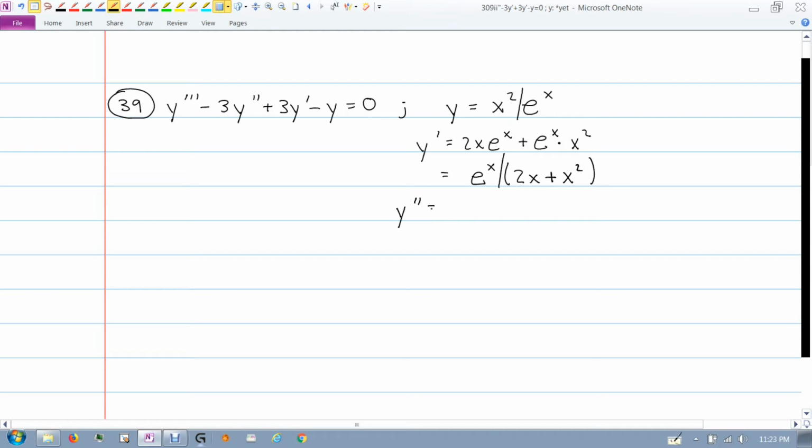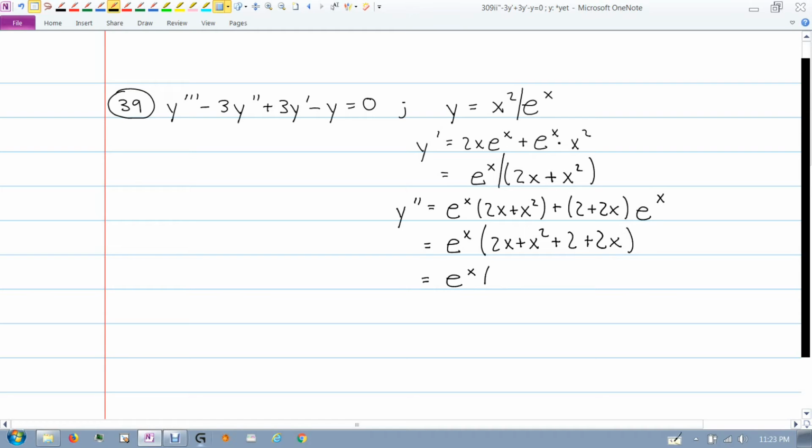So y double prime, product rule, derivative e to the x is itself, times the second part, plus derivative of the second part, which is 2 plus 2x times e to the x. I'm going to pull out e to the x again and be left with 2x plus x squared plus 2 plus 2x. And that cleans up to be e to the x, and then I think I've got, let me do x squared plus 4x plus 2.